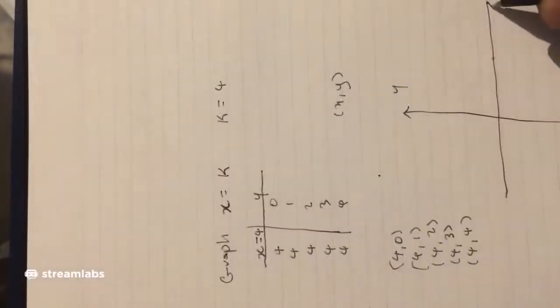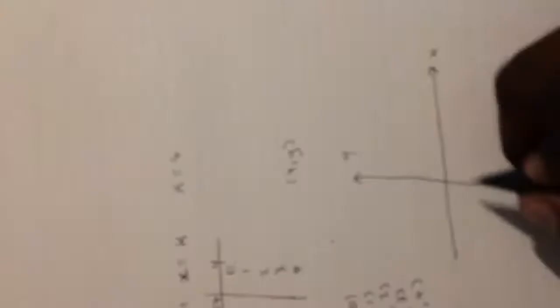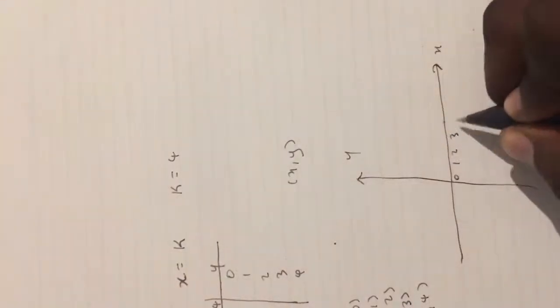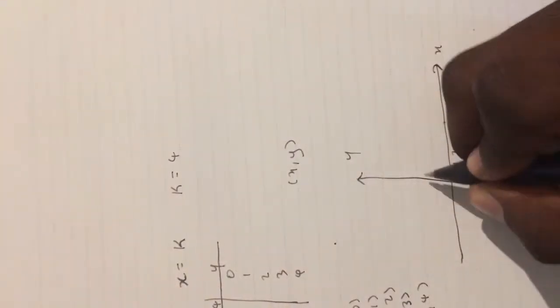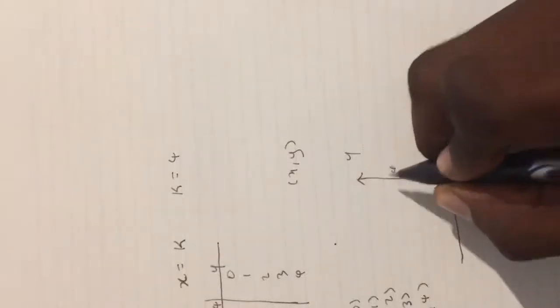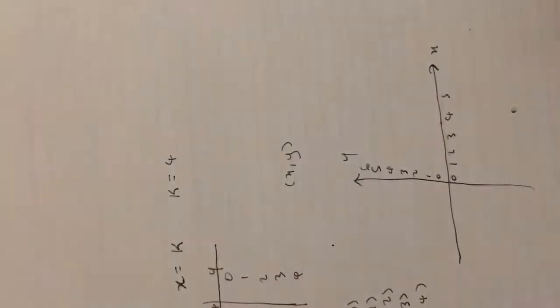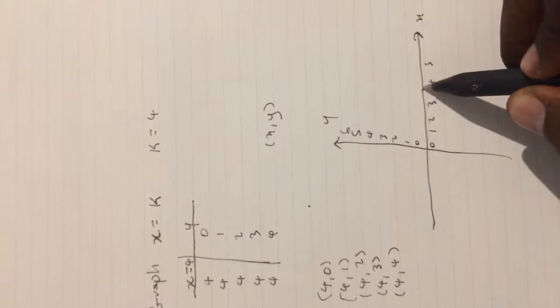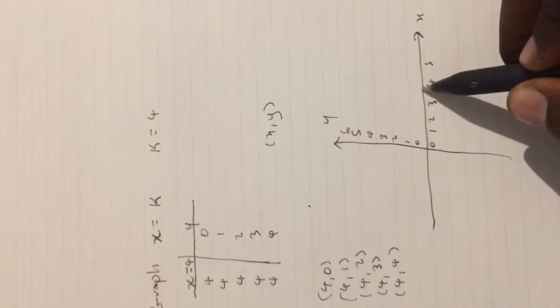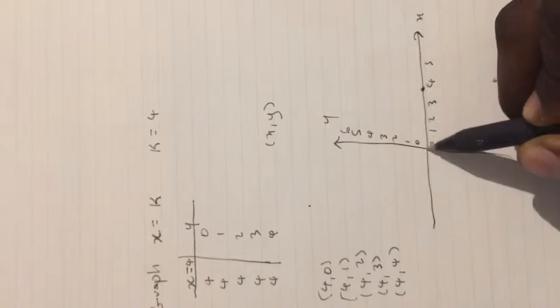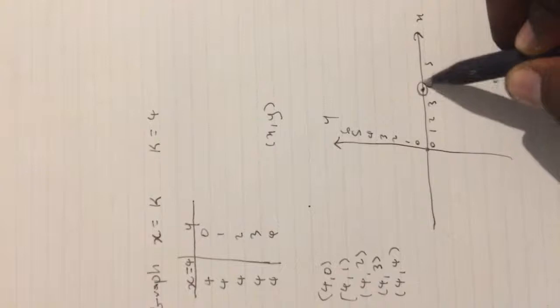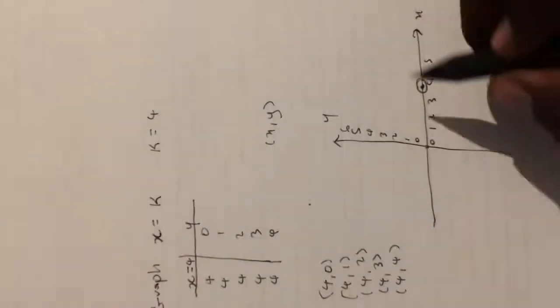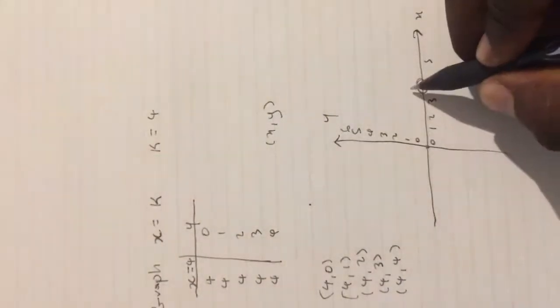So we're going to plot our graph now. So this is our y-axis. And this is our x-axis. So we have 0, 1, 2, 3, 4, 5. 0, 1, 2, 3, 4, 5, 6. Alright, so now the first point we're going to plot is 4, 0. So we find 4 on the x, which is right here. And we find 0 on the y, which is also right here. So 0 is this on the y, 0 is this on the x. So the first point is right here.